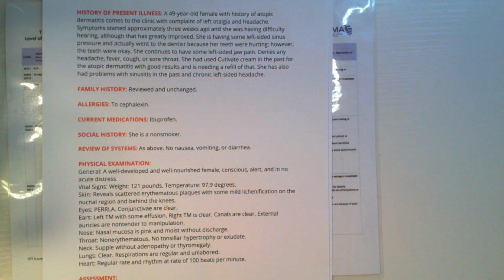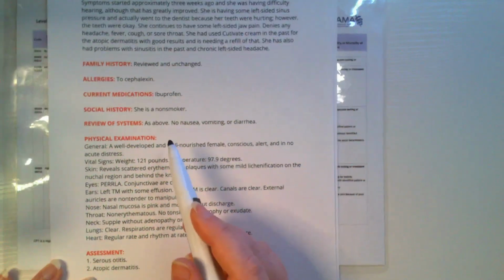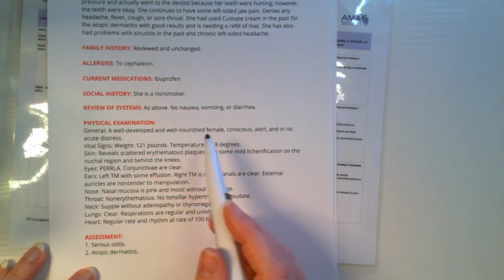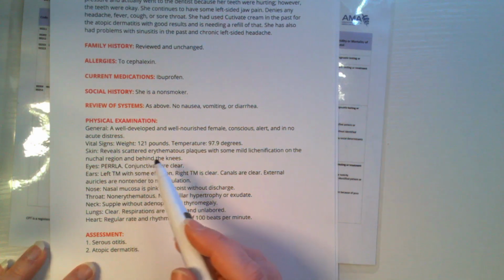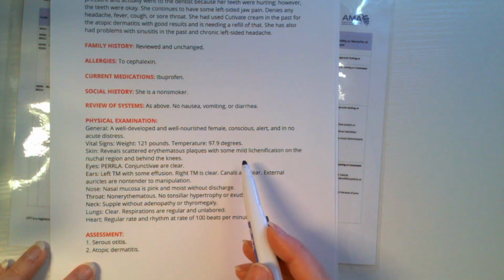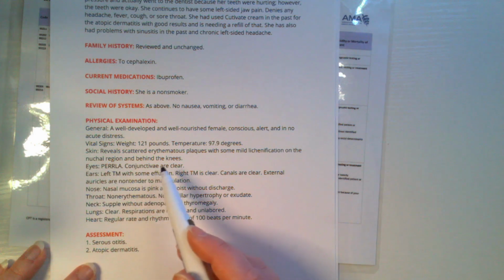We have family history, allergies, medication, social, review of systems. Above is no nausea, vomiting, or diarrhea. We have the full physical exam here. Doesn't look like anything out of the ordinary. Requires 3. Yes, they did find some plaques. Mild lichenification on the neutral region and behind the knees.